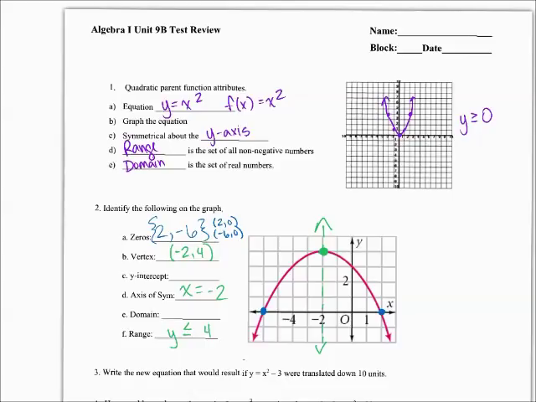Then let's do our y-intercept. So I'm just going to go to the point on the graph where it touches the y-axis, and that's going to be (0, 3). And then our domain for any parabola that opens up or down is always all real numbers.